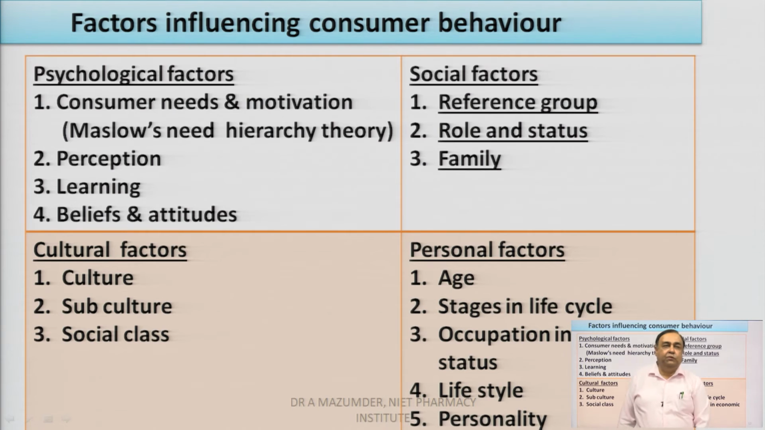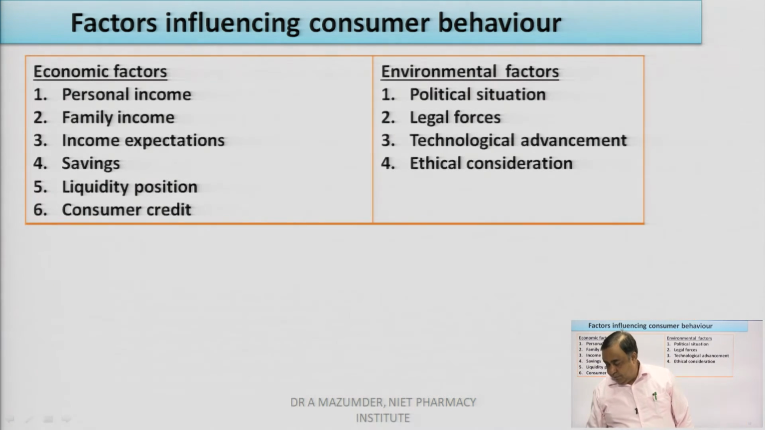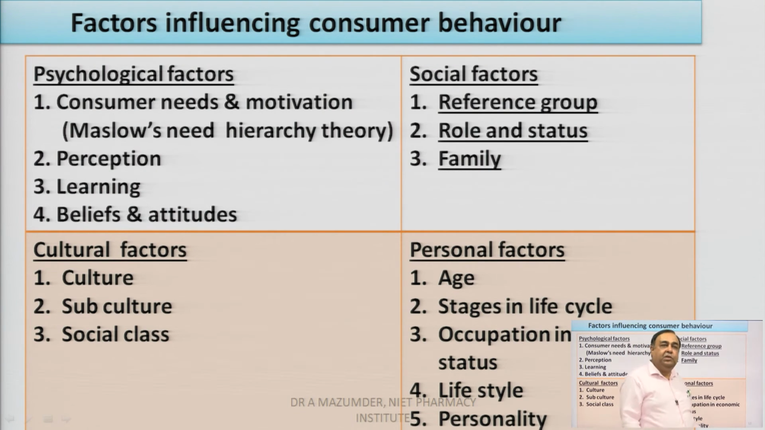Now, what are the factors which influence consumer behavior? Basically, there are six factors: one, psychological; two, social; three, cultural; four, personal; five, economic; six, environmental factors. These are the six factors which influence consumer behavior. First are the psychological factors, which are divided into four subdivisions: consumer needs and motivation, perception, learning, beliefs and attitudes. All these come under psychological factors.